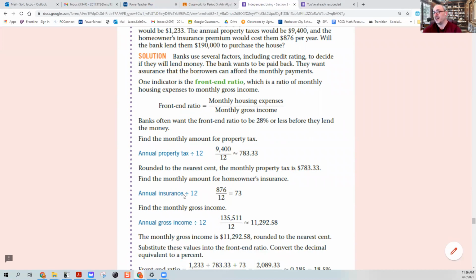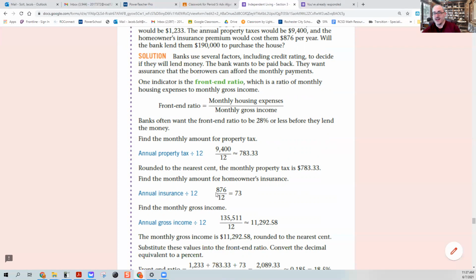Then we take that annual insurance cost. The bank will not loan you money for a house without insurance. The bank will insist that you are paying insurance on this house, because if anything happens to the house, you might walk away from it and the bank is stuck with a house that maybe it can't sell. So they will ensure that you are paying your insurance premiums.